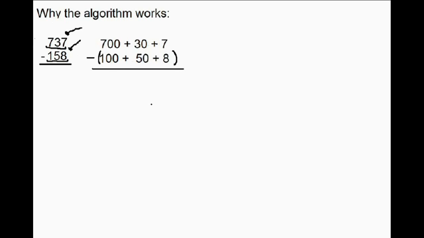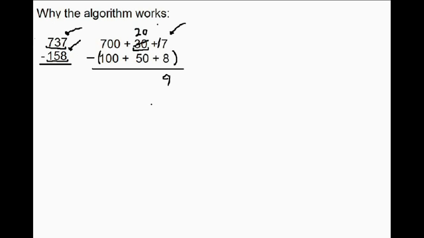So since I am not able to subtract 7 minus 8, I essentially have to borrow a 10 from this place value. So I'm going to borrow 10 from that 30, which means I'm going to make a 20. And I'm going to add that 10 to the 7, making it 17. So now we're able to subtract 17 minus 8, and we get 9.